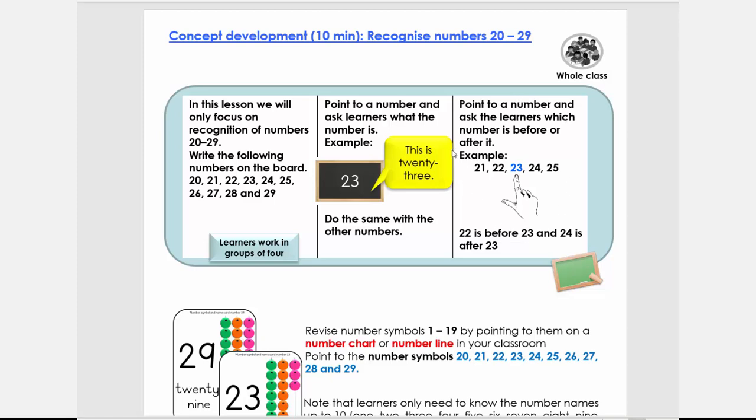Now we're going to repeat the activity, but this time we're going to write more than one number. In this case, we have about 5 numbers on the board. So you're going to point to a number and you're going to ask the learners which number is before and which number is after that. And they will then say 22 is before 23 and 24 is after 23. I want you to pause now and do this activity.